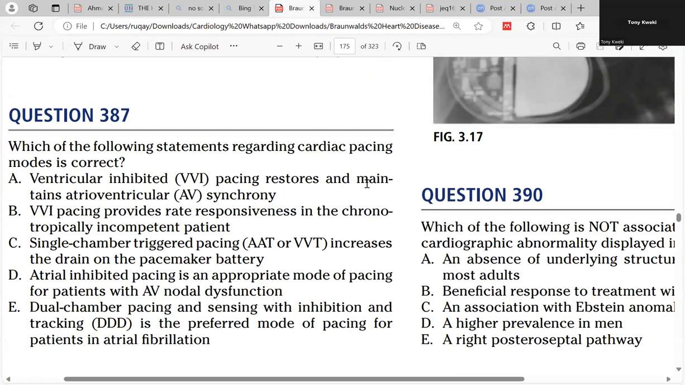So 387, which of the following statements regarding cardiac pacing modes is correct? Now, pacing modes, we know, have this three or four letter nomenclature, in which the first letter represents the chamber that is paced. The second letter represents the chamber that is sensed. Memory hack: P comes before S in the alphabet, if we're doing alphabetical order.